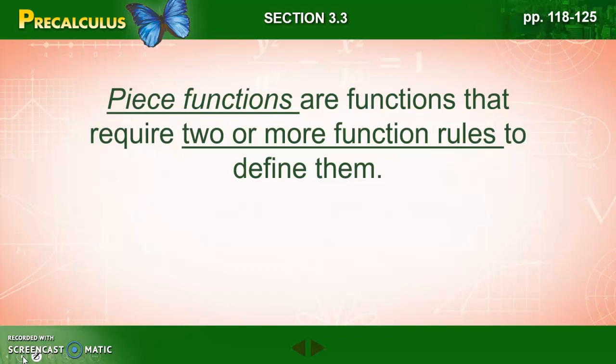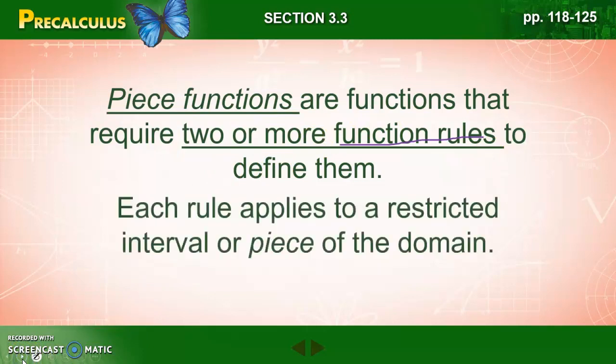Now, what we've looked at before with linear functions, you had one equation or function rule. Y equals 3x plus 7. That's one function rule. Quadratic functions had one function rule. Polynomial functions, one equation or one function rule. Exponential power functions have one function rule or one equation. Piecewise functions, however, have to be defined by more than one function rule or more than one equation.